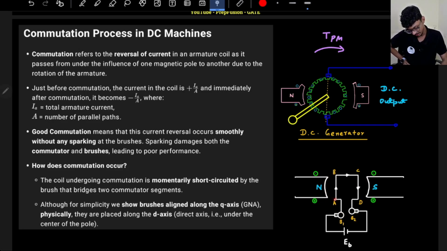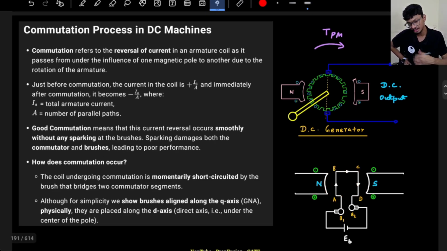So in this cross section, the current is in this direction, and when the AB coil reaches here, the current will be in the downward direction, correct? So the current direction reverses, right? That is what commutation does. The commutator helps us basically make it unidirectional.